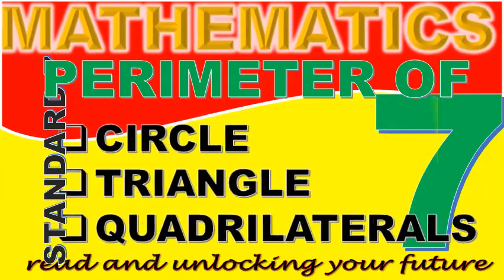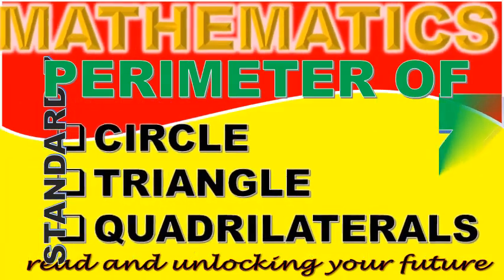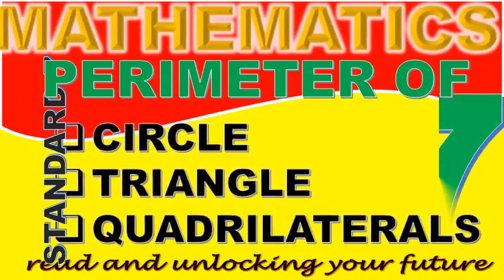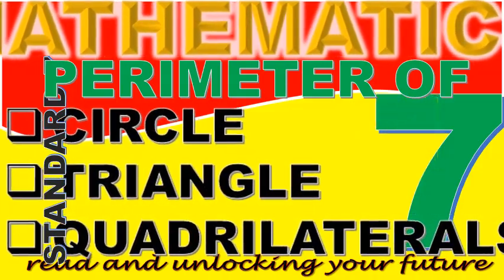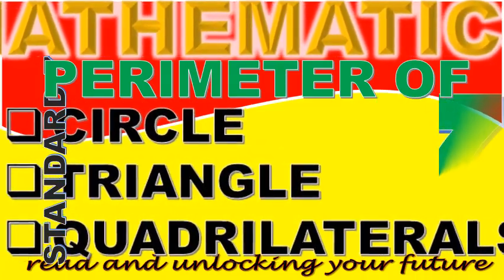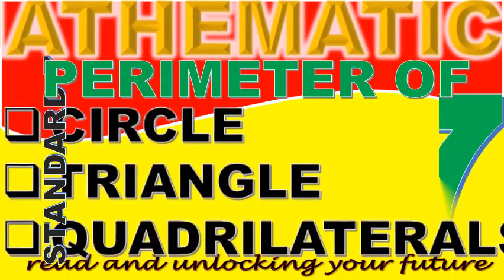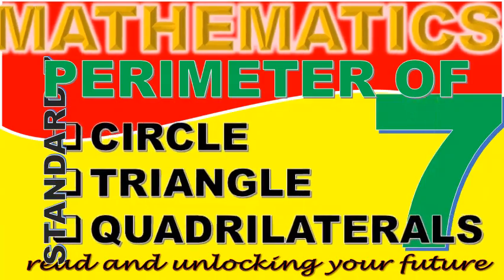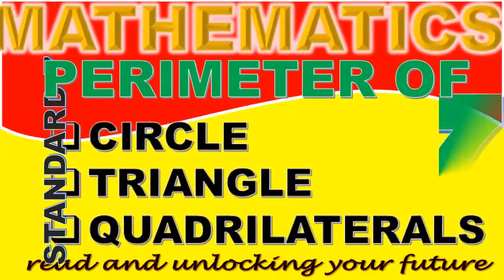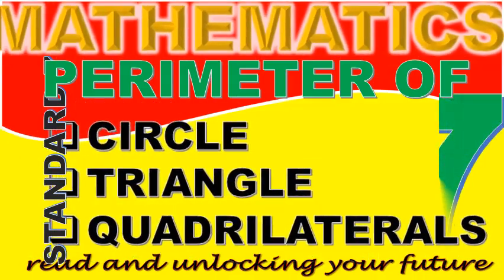Class, what is the other name of the perimeter of a circle? Give the answer to your teacher. Nekesa, what is the name of the perimeter of a circle? The perimeter of a circle is called circumference. That is correct, Nekesa. Class, did you say circumference? Good. The perimeter of a circle is called the circumference. Circumference is the distance round a circle.